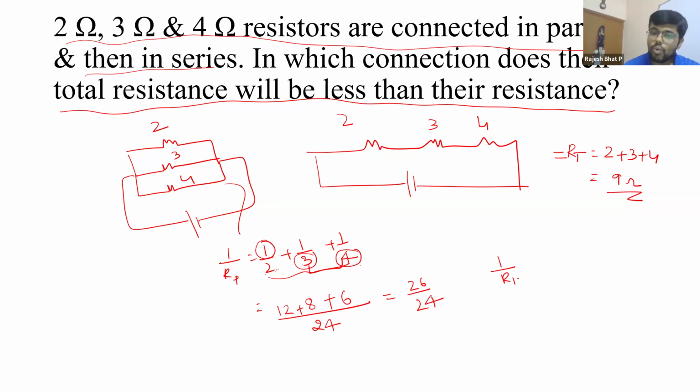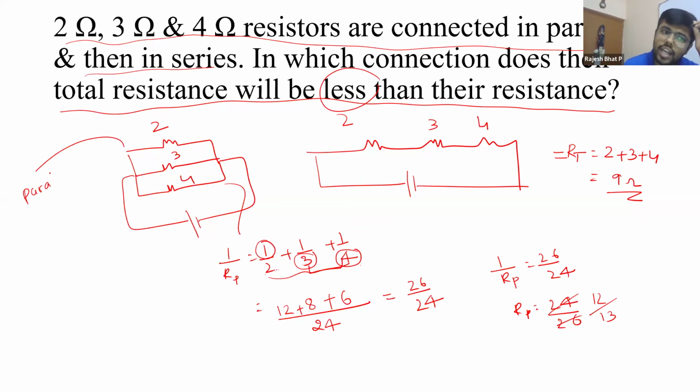No, sir, because 1 by Rp is 26 by 24. I want Rp. Rp is how much? 24 by 26. Now when you divide 24 by 26, it is 12 by 13. Is this less than 1 or more than 1? You have 12 rupees to give to 13 people. It will obviously be less than 1, right? So which is the lesser total resistance? Parallel. That is why we choose parallel connection.